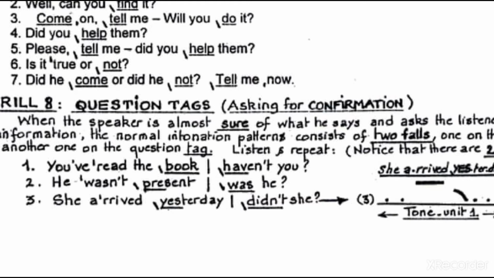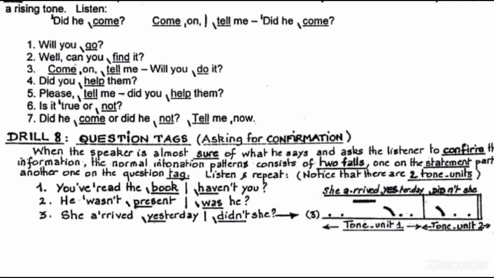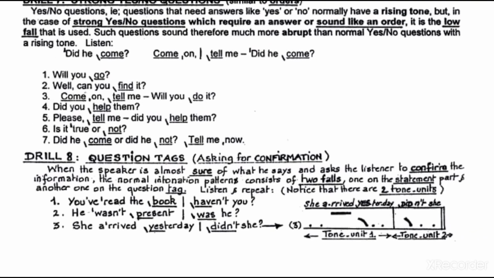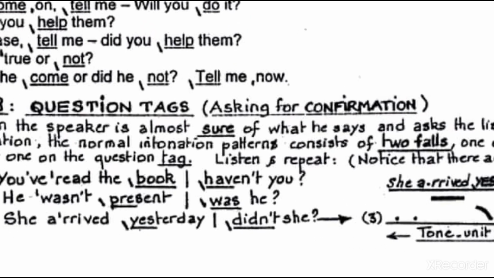Finally, the low fall is used in question tags where I ask for confirmation. So when the speaker is almost sure of what he's saying and asks the listener to confirm the information, the normal intonation pattern consists of two falls, one on the statement part and one on the question tag. So usually in question tags, we have two parts, the statement and the question tag. So we will have a fall in the normal statement and a fall in the question tag. So let's practice with these examples.